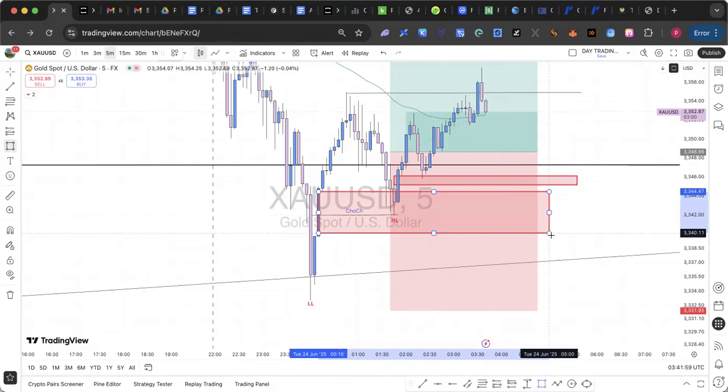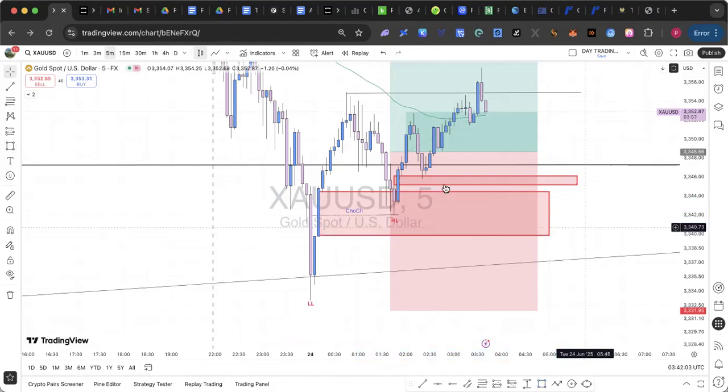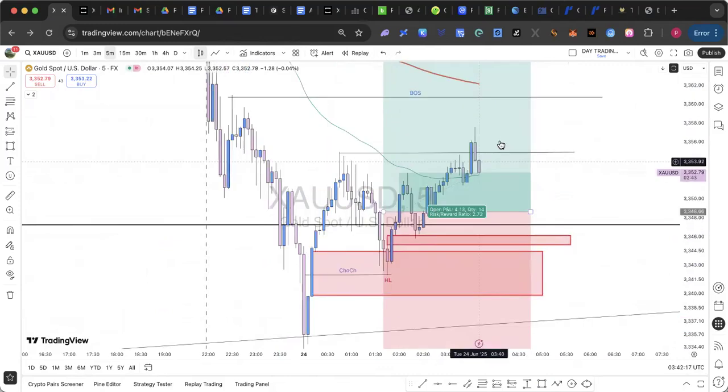So this has been mitigated by this. Then you have another small one here that has not been mitigated. So a change of character. So we're supposed to have this market continue to move up, but you're having this retest the 50 moving average. So let's watch what happened at the close of this candle. I think we're still on 5 minutes.